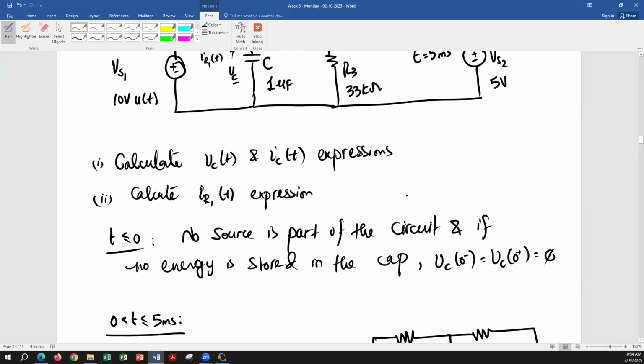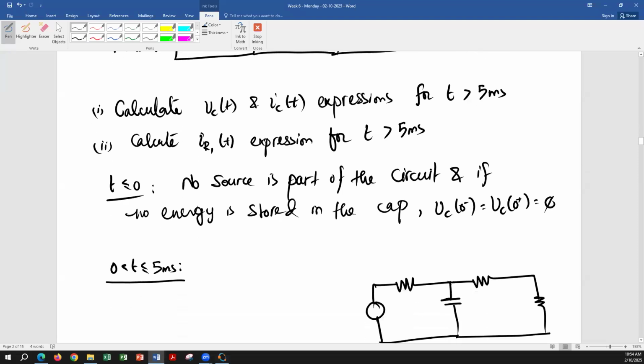And let me write this down. Calculate VCT and ICT expressions for t greater than 5 milliseconds. After the second change, we're gonna write down those expressions.